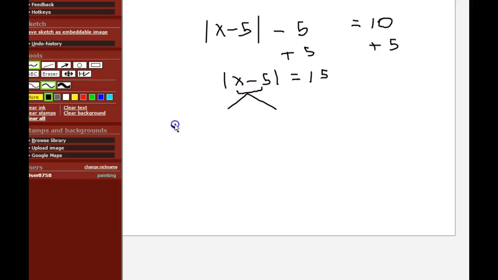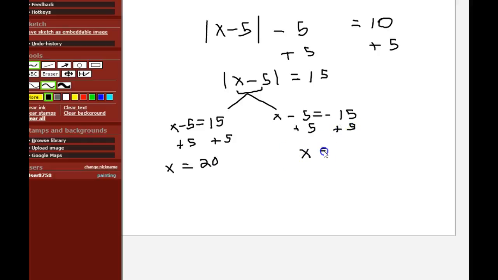Either this x minus 5 equals, you let it equal positive 15, and you also let it equal negative 15, because there are two solutions. Because the absolute value of 15 is 15, and the absolute value of negative 15 is 15. Add 5 to both sides. Therefore, x is equal to 20. And if you add 5 this time, x is equal to negative 10.